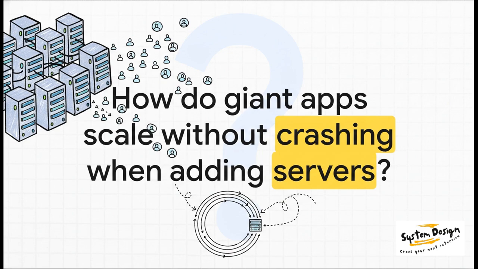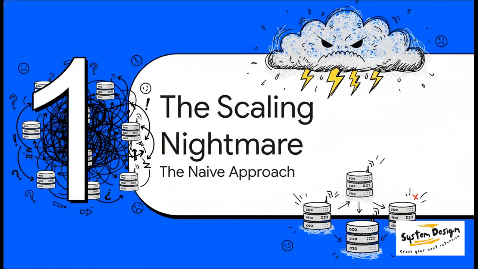to unpack here. So before we can really appreciate just how clever the solution is, we have to get our heads around the problem. And it turns out that the first, most obvious way to distribute data across servers, well, it leads to an absolute nightmare when you try to scale.